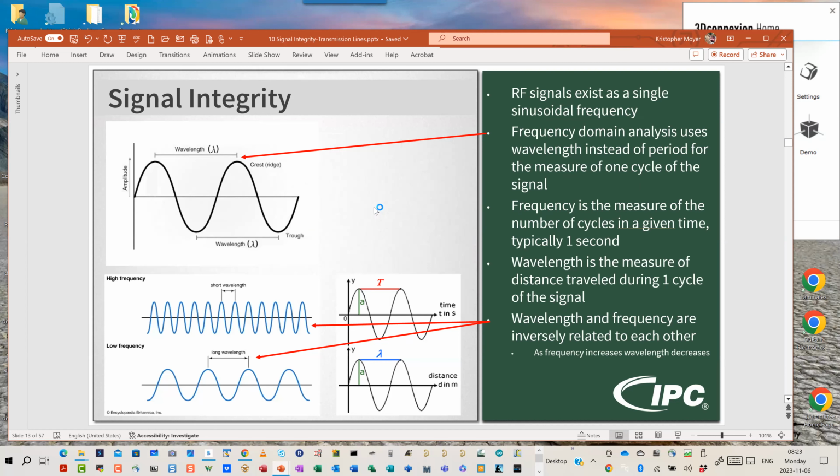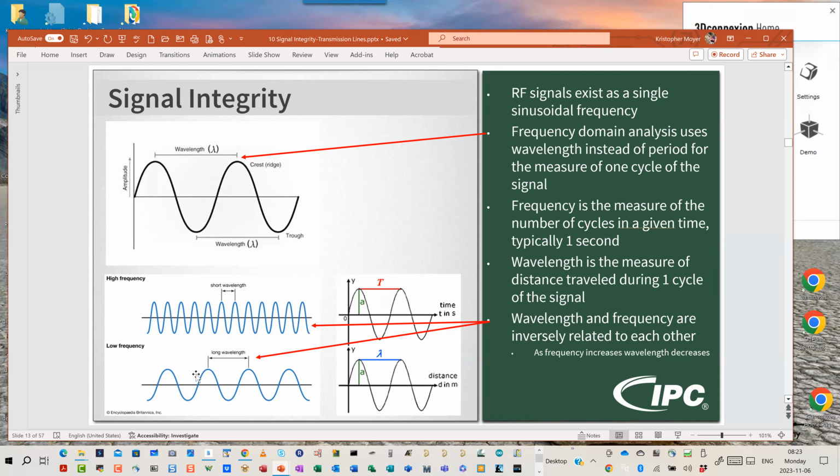A quick discussion on RF signals. So radio frequency signals exist as a single sinusoidal frequency. Therefore, we will typically use frequency domain analysis. We'll use wavelength instead of period for a measure of one cycle. And frequency is a measure of the number of cycles in a given time, typically 1 second. Wavelength is therefore the measure of the distance traveled during one cycle of the waveform, and wavelength and frequency are inversely related to each other, i.e., as frequency increases, wavelength decreases, as shown in this little graphic right here.